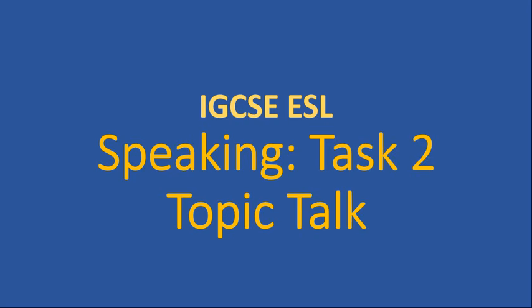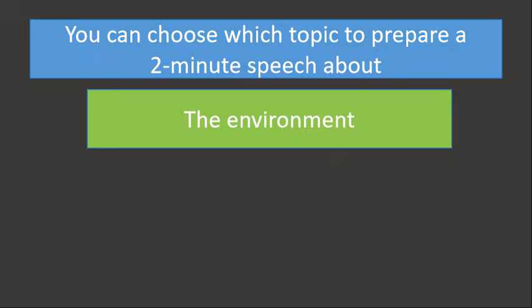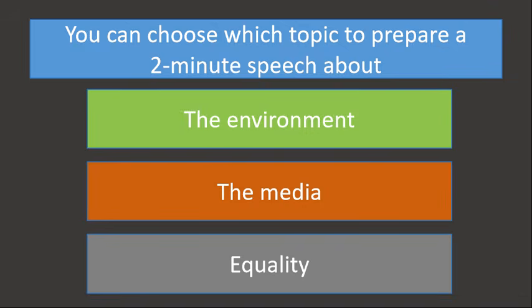We're now going to move on to task 2, and this is the topic talk. So you can choose which topic to prepare a 2-minute speech about, and you prepare it well in advance. So you've already prepared it before the day of the test. There are 3 different topics that you can choose from. There's the environment, the media, and equality. And in the textbook, there are modules on each of these topics, broken down into subtopics as well. So you can choose what aspect to talk about.